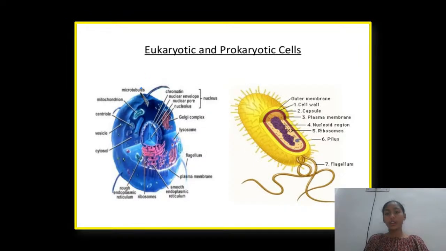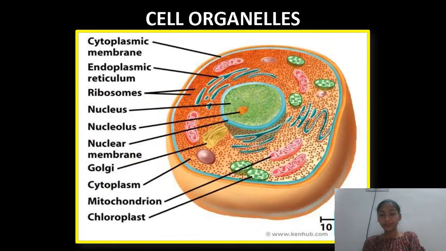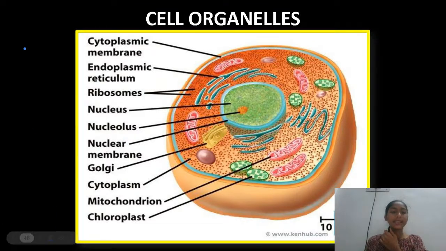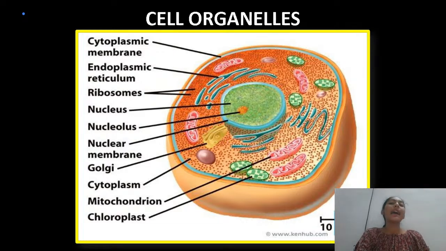Eukaryotic and prokaryotic cell, this is another diagrammatic differentiation. Take a screenshot if you want to learn further. Cell organelles. So till now we have learned about the three main common features of cells, and now we'll be learning about all the cell organelles present in the cells. So this is very important.